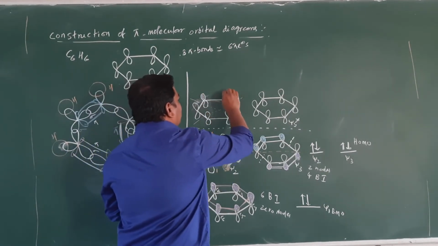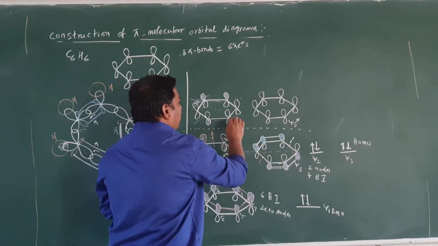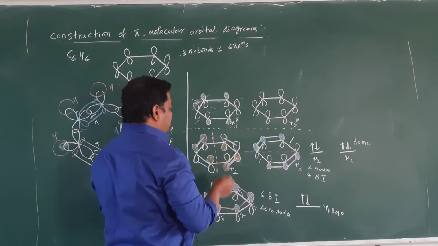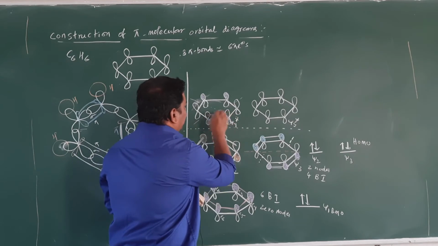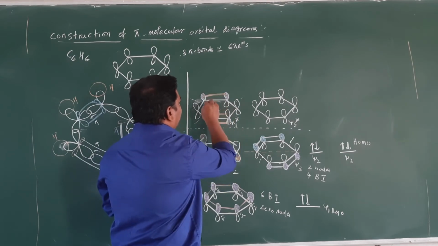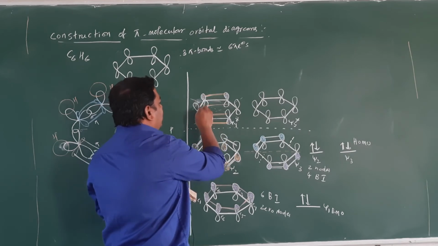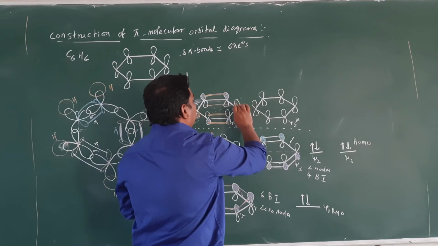So there is a bonding interaction here. Here I will do the top one and the bottom one. Here the top lobes I shaded, and here the bottom lobes I shaded. So you can imagine the bonding interaction is there, the bonding interaction is there. The remaining all, you can write like this.